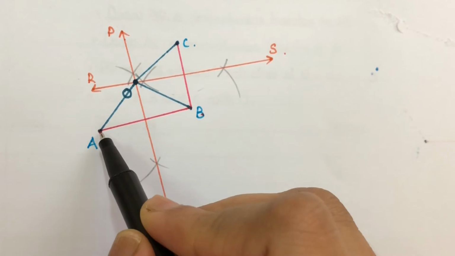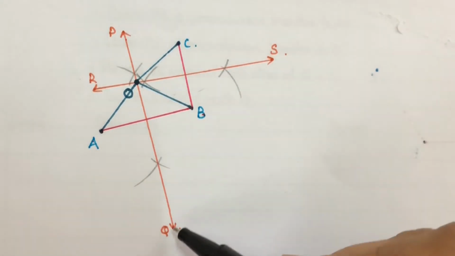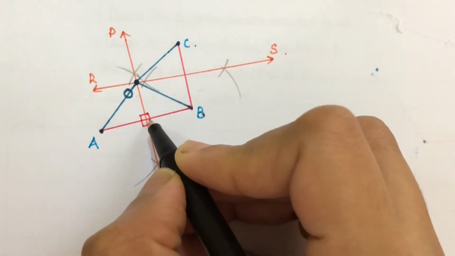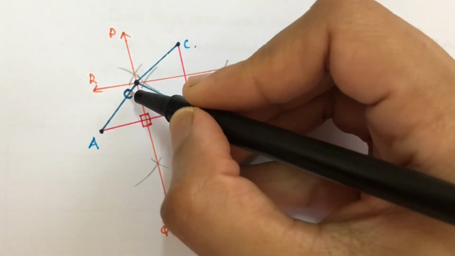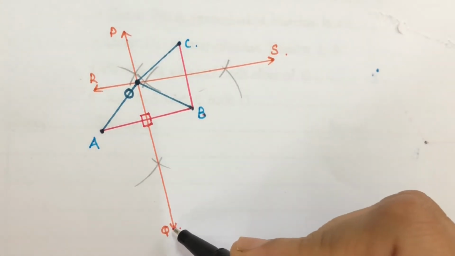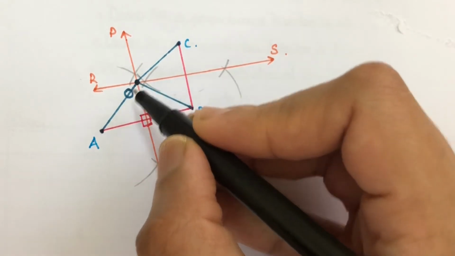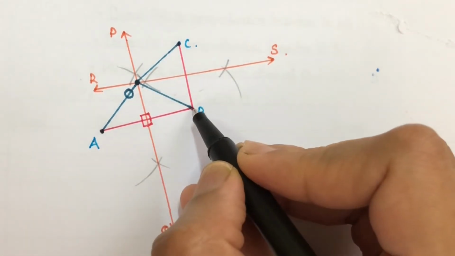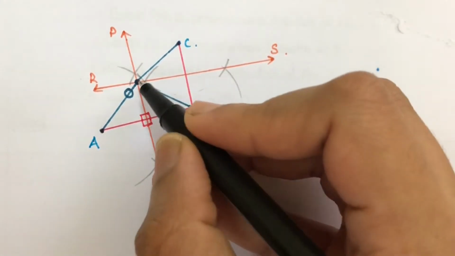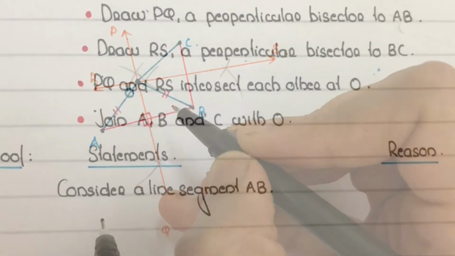Now consider the line segment AB. PQ is the perpendicular bisector to AB, right? And point O is a point on perpendicular bisector PQ, right? Then by the perpendicular bisector theorem we can say that this point is equidistant from the endpoints of the line segment, right? Means AO equal to BO. This length and this length both are equal, right?